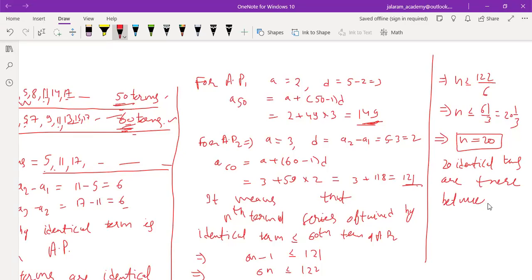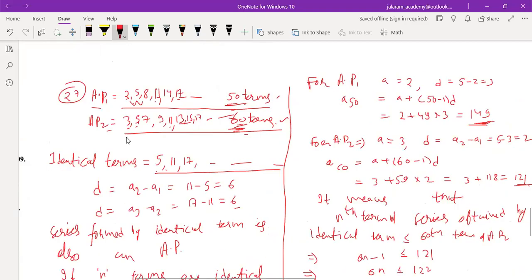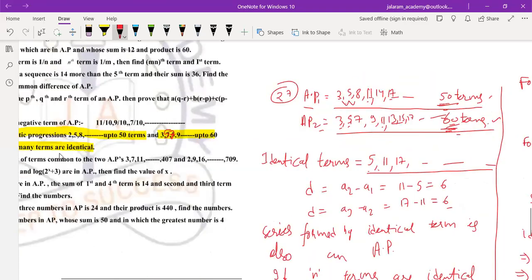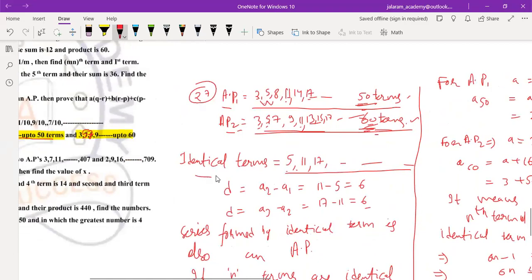between AP1 and AP2. So what is the procedure? Let's revise it. First we write the first AP, which is given as 2, 5, 8 up to 50 terms. Second AP, 3, 5, 7, 9 up to 60 terms. Then we find the identical terms.